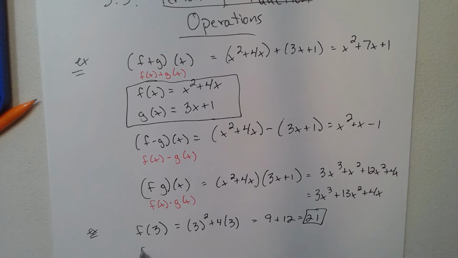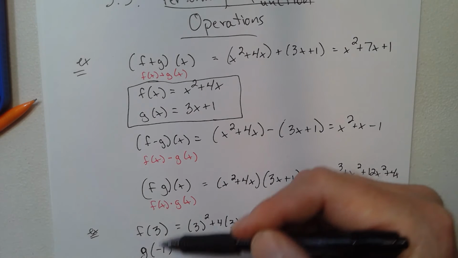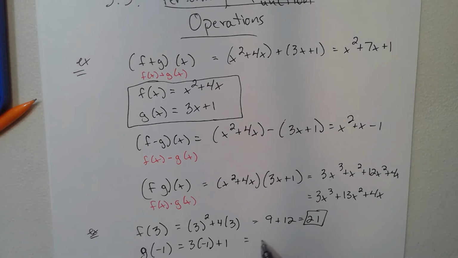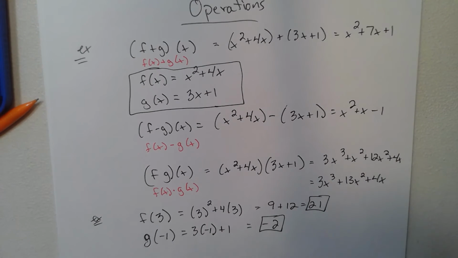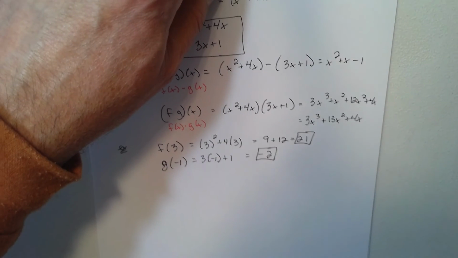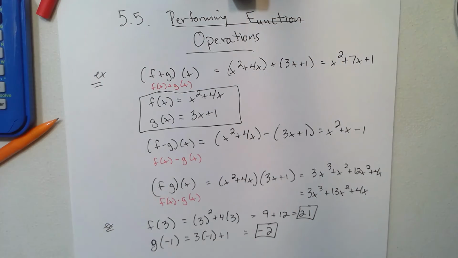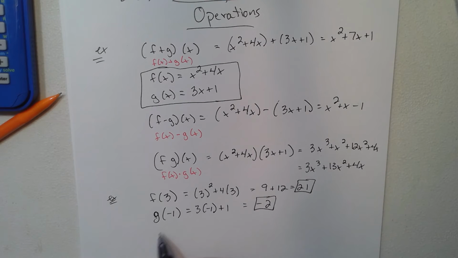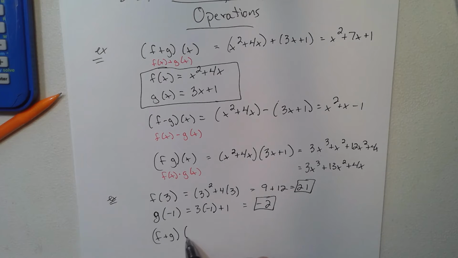And then let's say g of -1, we'd plug -1 in, so it'd be 3 times -1 plus 1 gives you -2. And last on this example, before I have you try one, let's see, what about f plus g of 2.